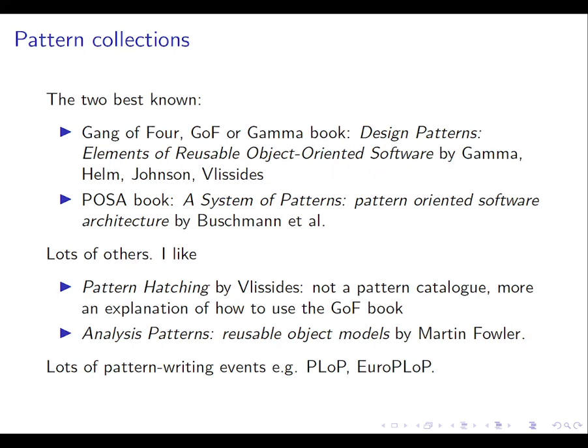So, if you want to know more about patterns, the two best known pattern collections are these two at the top, the so-called Gang of Four book, GOF book, Design Patterns, Elements of Reusable Object-Oriented Software. This was the original one that brought patterns to prominence in the object-oriented design community by Gamma, Helm, Johnson and Vlissides. And the so-called POSA book, A System of Patterns, Pattern-Oriented Software Architecture by Buschmann et al. And there's a whole bunch of other books. Those are just two that I like.